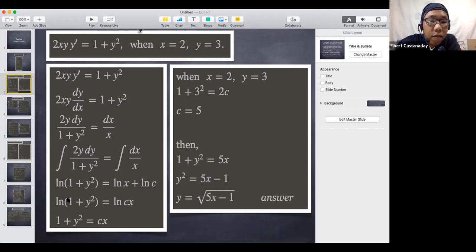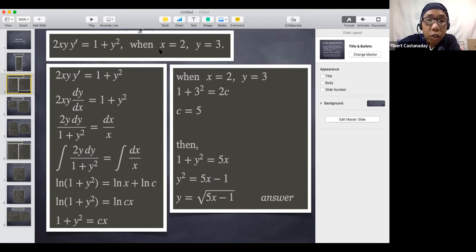Now that we have ln on both sides of the equation, we can take the anti-ln, or the inverse of this, which is exponential. So e raised to ln of this function and e raised to ln of this function gives 1 plus y squared equals c times x. Now this is our general solution.